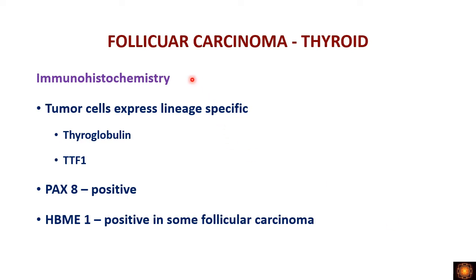When we see the immunohistochemistry, the tumor cells will be showing the markers for follicular cell differentiation. So lineage specific markers are positive, that is thyroglobulin, TTF1 and PAX8. They are positive in the tumor cells, and specifically HBME1 is positive only if follicular carcinoma is present. In some of the follicular carcinoma cases, this marker comes out to be positive.